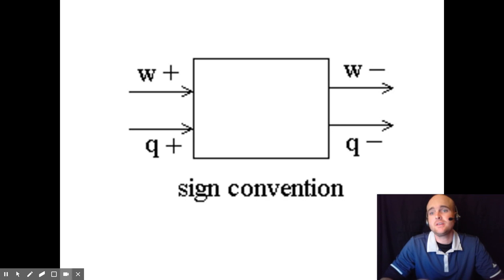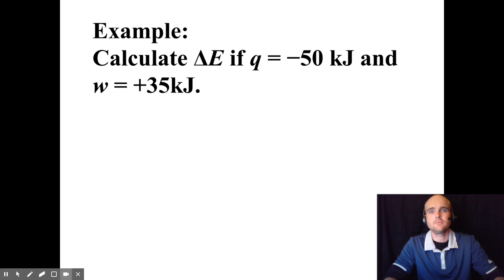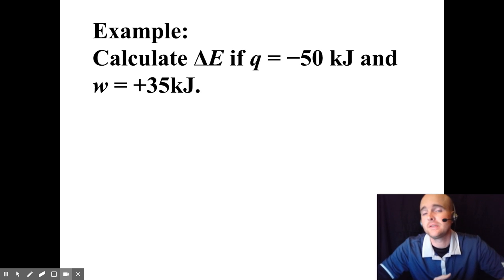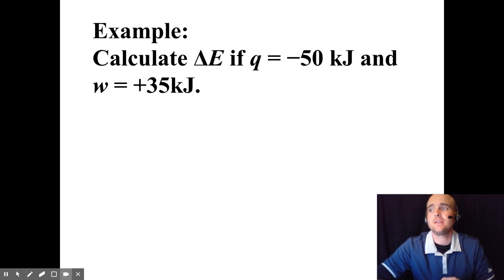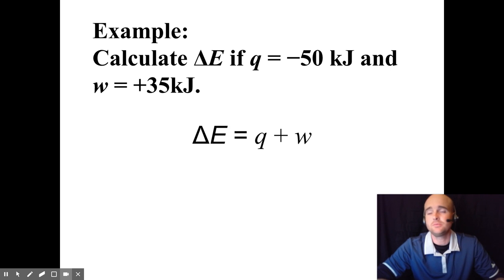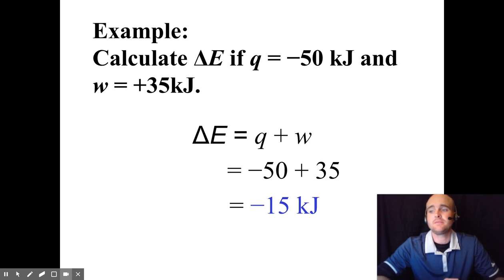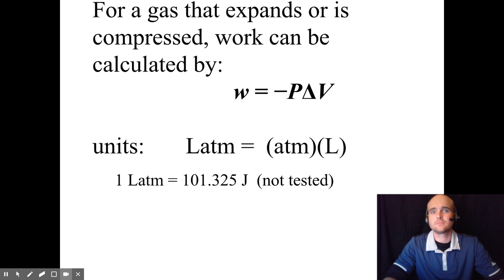Remember that the energy is just the heat plus the work. So mathematically, let's do an example. Calculate delta E if Q equals negative 50 kilojoules and W equals positive 35 kilojoules. So delta E is just Q plus W. Just add them together. Negative 50 plus 35, and we get negative 15 kilojoules.